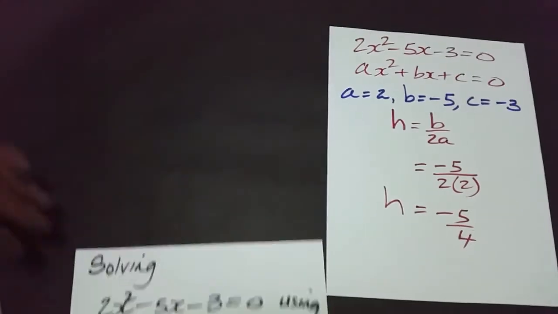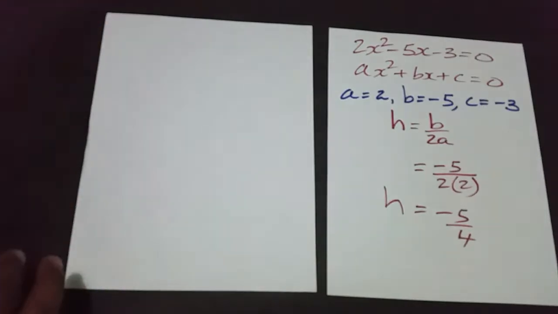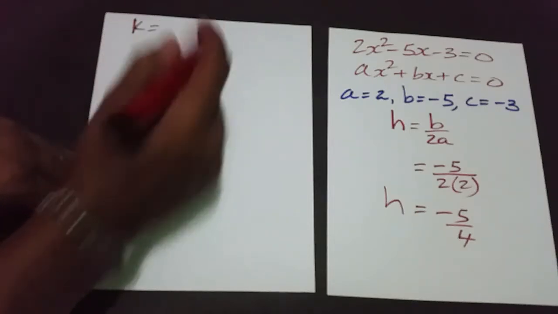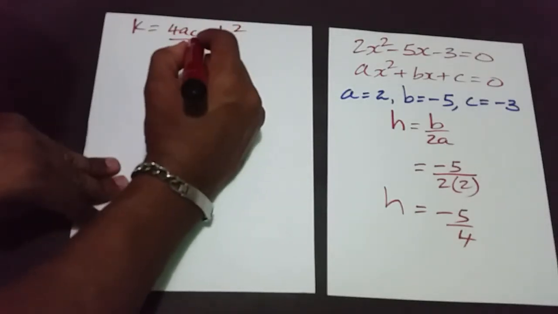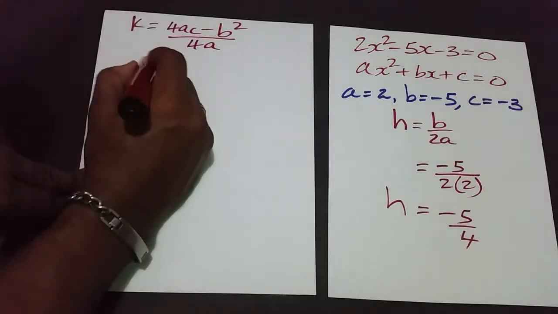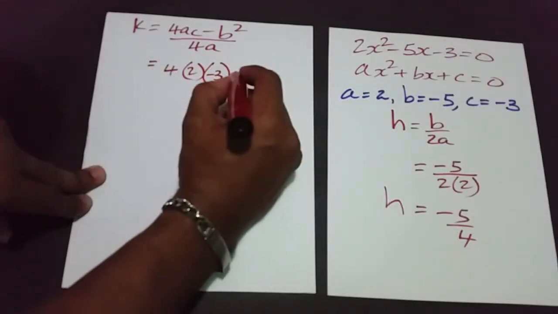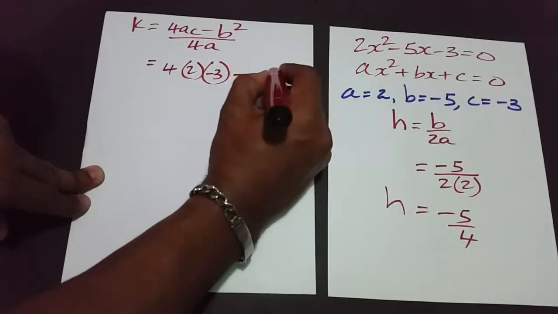All right. And we're going to now proceed to determine the value of k. Now, k is simply equal to (4ac − b²)/4a. So what we're going to be doing now is plugging in these relevant values into the formula to determine what the value of k is. So k is going to be equal to 4, the value of a is 2, the value of c is −3, minus, and ensure that you put whatever value is for b in brackets. In this case, b is −5.